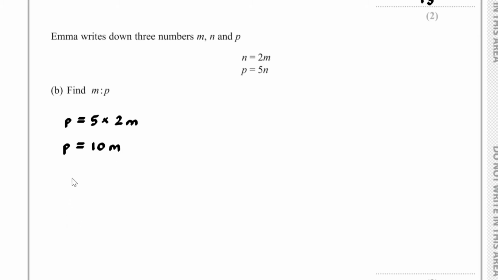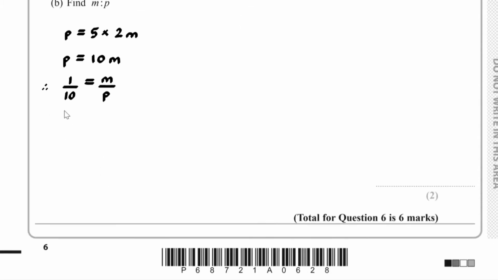So when we come to find the ratio m to p, what we can say is the fraction m over p is equal to 1 over 10, which means the ratio m to p is equal to 1 to 10. So we have our ratio being 1 to 10.